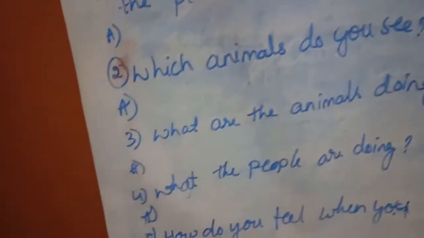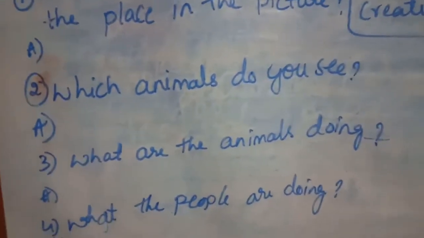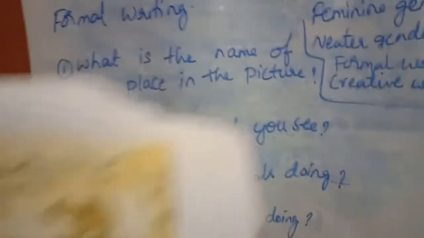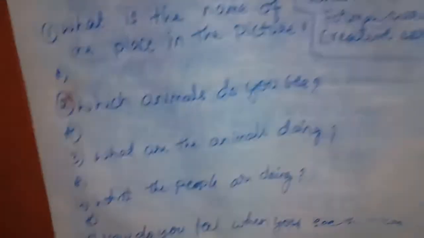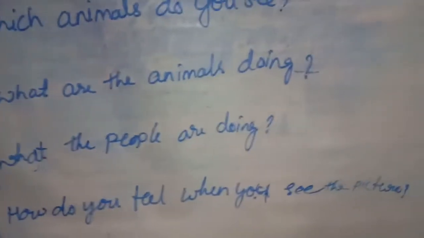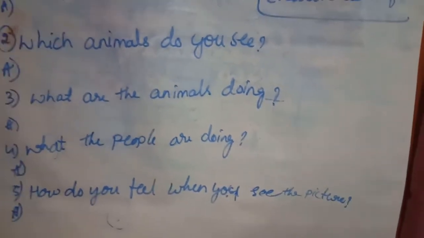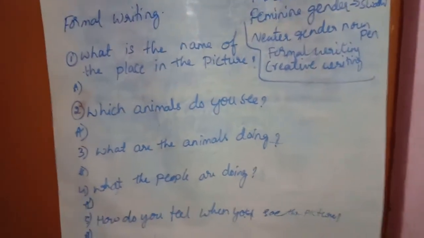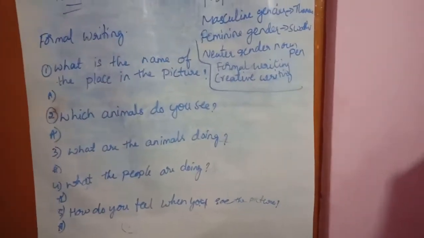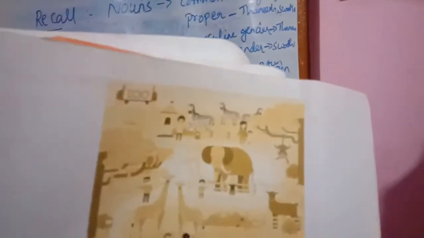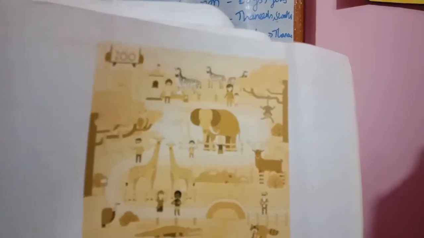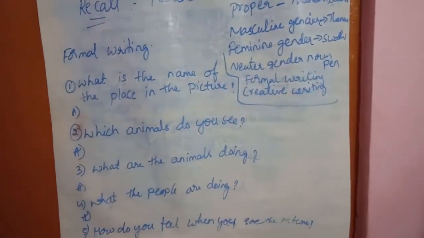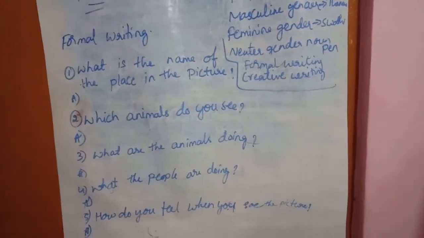And what are the people doing there? See the picture and tell me, how do you feel when you see the picture? See the questions, children, and see the picture and answer them. Understood? Read the questions and answer the questions.